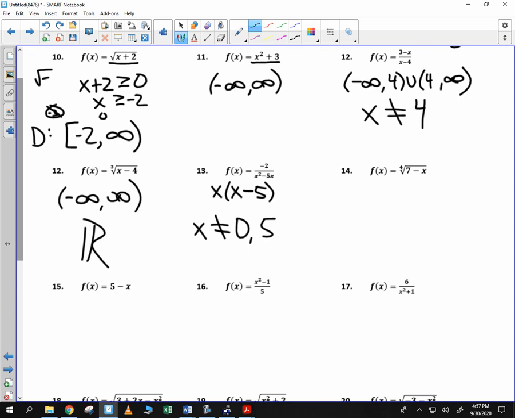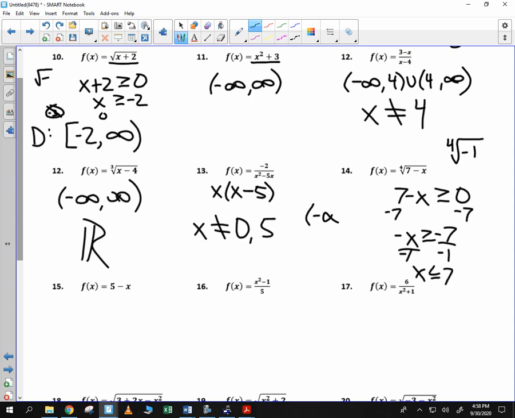Fourth root, hey, if it's an even root, it causes problems. If it's an odd root, no problem. So you can't take the fourth root of a negative, okay? So 7 minus x must be greater than or equal to 0. Subtract the 7. Negative x greater than or equal to negative 7. Divide by negative 1. x is less than or equal to 7. So negative infinity to 7.